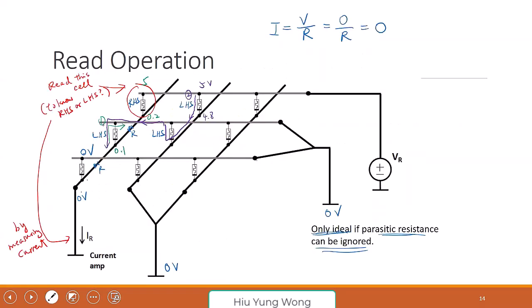What's the order of magnitude difference in resistance between the wire and the resistor? Like a segment of wire versus a segment of the resistor. In terms of a segment, it's not much. But in terms of a segment, it's a lot between the high resistive state and the low resistive state.